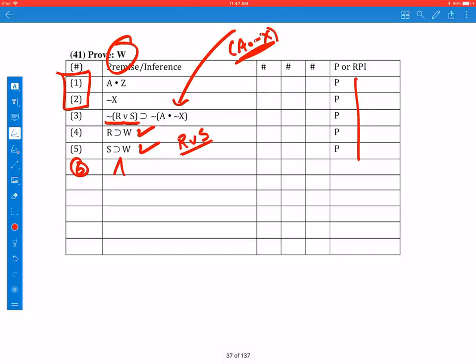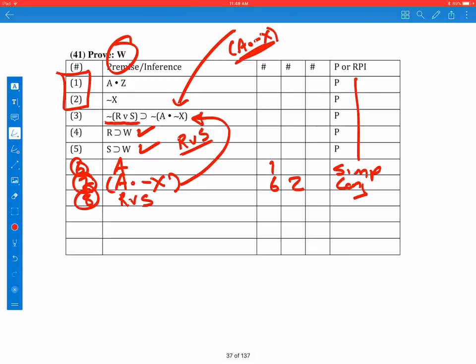First, let's get the A from line 1 by simplification. And now, look, remember I'm after A and not X, so I've got a not X in line 2, so I'm just going to put them together. That's 6 and 2 by conjunction. And now 7 is the opposite of the consequent on 3, so by modus tollens I get the opposite of the antecedent on line 3, so I get R or S, so that's 3 and 7 modus tollens.